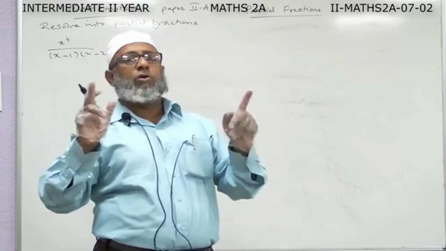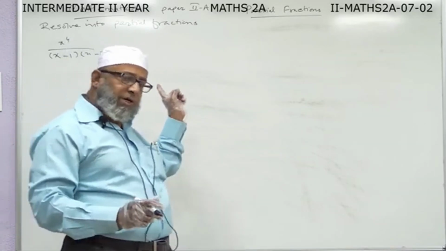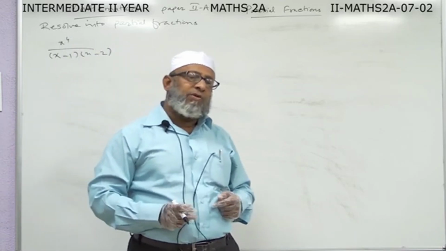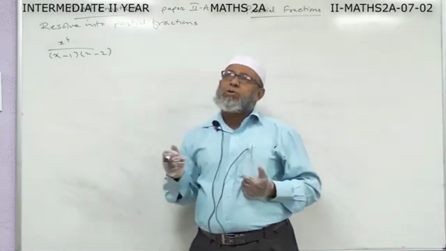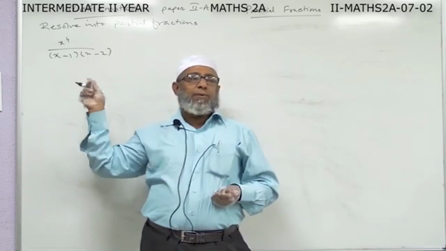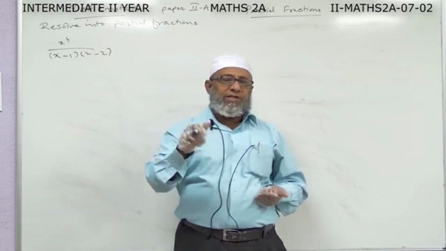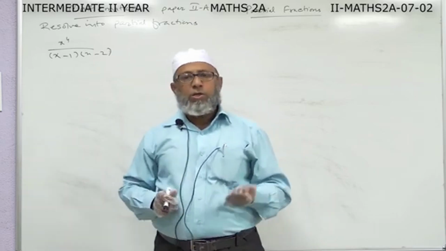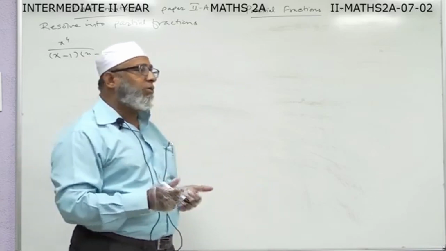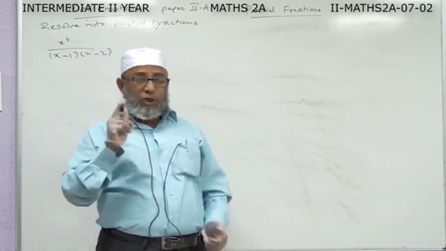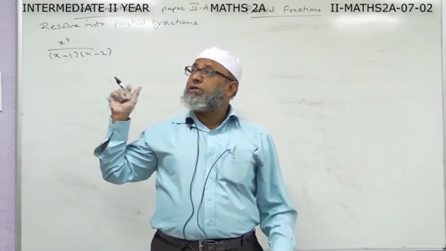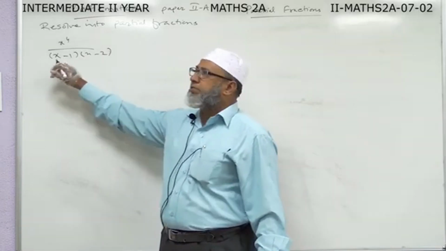The degree of the numerator is 4, whereas the degree of the denominator is 2. So this is a case of an improper fraction. Whenever a question comes like this, your first work is to convert the improper fraction into a proper one and then proceed as per our old cases, that is case number 1, 2, 3 and 4. For that purpose, first of all, I want to divide the numerator by the denominator.